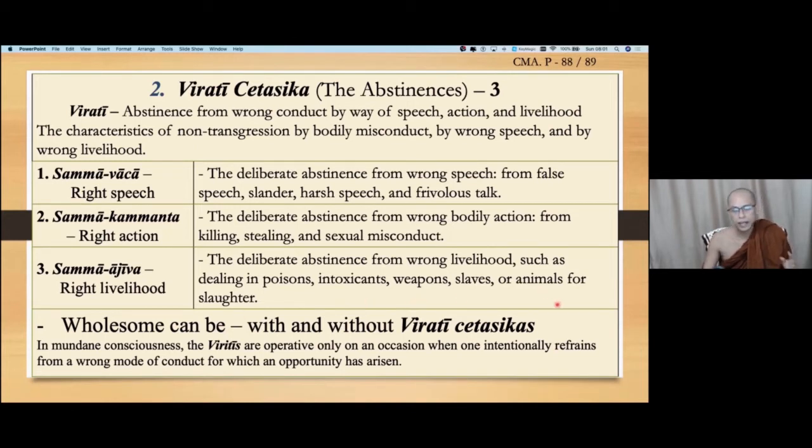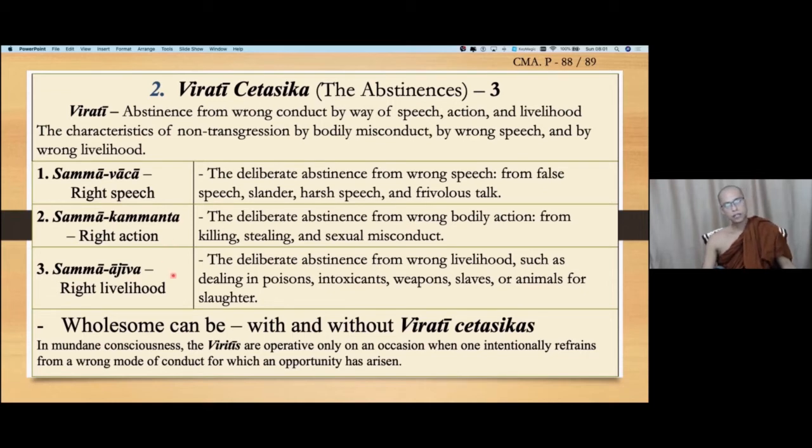So dealing in animals, just dealing, is not a problem. But if someone is selling or trading animals for slaughtering to make food, etc., that is a kind of trade that Buddhist people should not do. So these are three viratis.